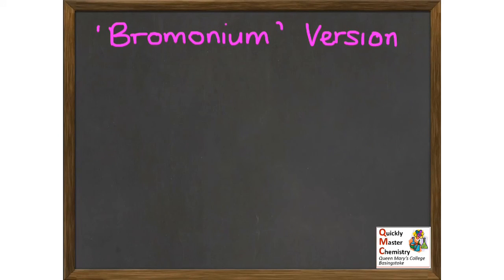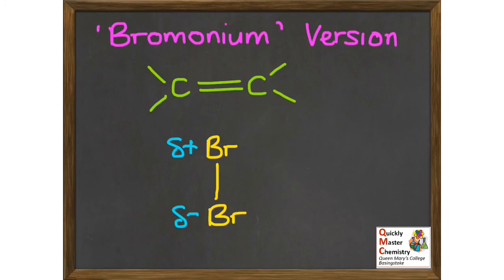Just to make your life really exciting, and really as a bit of a stretch on this, there is a second way of looking at this mechanism. The overall result is very similar, but it's called the bromonium version. And let's look at what happens here. So here is our alkene group, the Br2 molecule has moved close, and we've got the induced dipole with the delta plus on the bromine near the alkene group, so set up to be an electrophile.